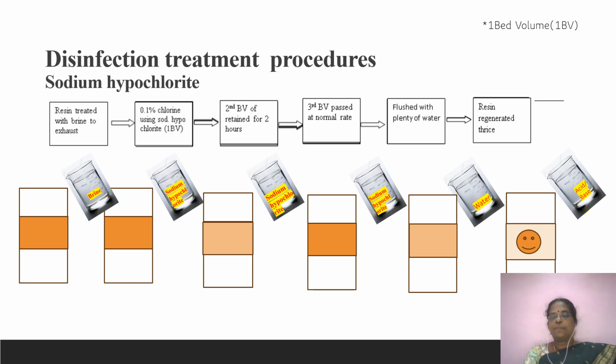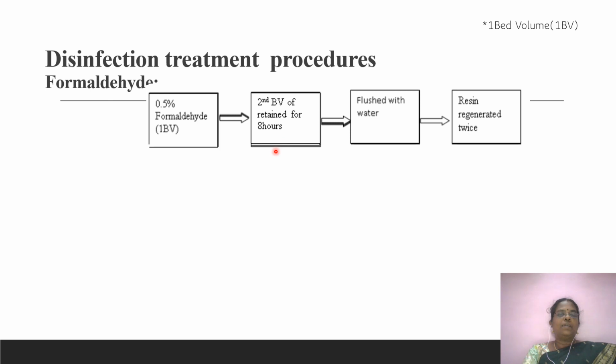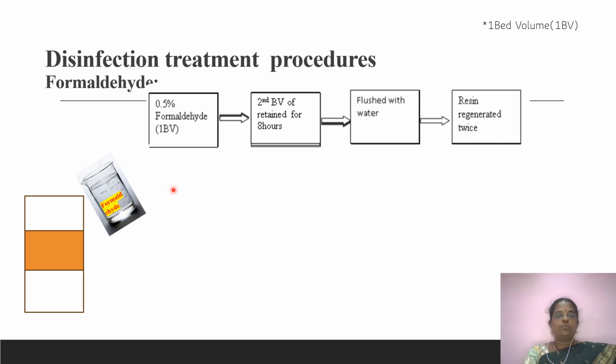Again, your resin is happy. Then formaldehyde treatment. So here we take 0.5 percent of formaldehyde, 1 bed volume. So the exhausted fouled resin is taken and we take 0.5 percent of formaldehyde, 1 bed volume, and that is removed at a normal flow rate.